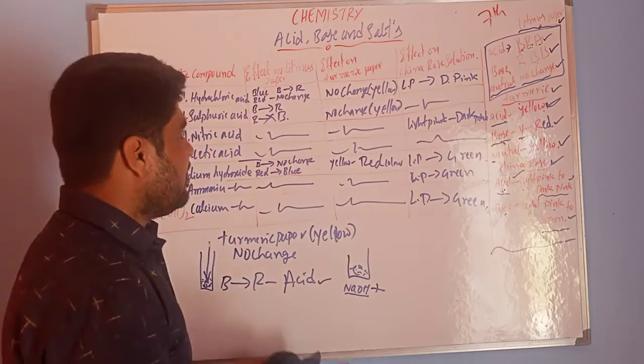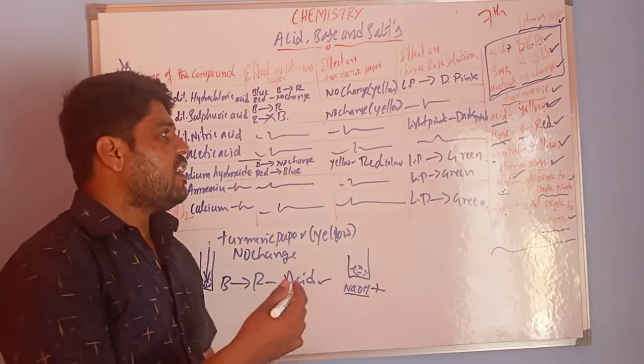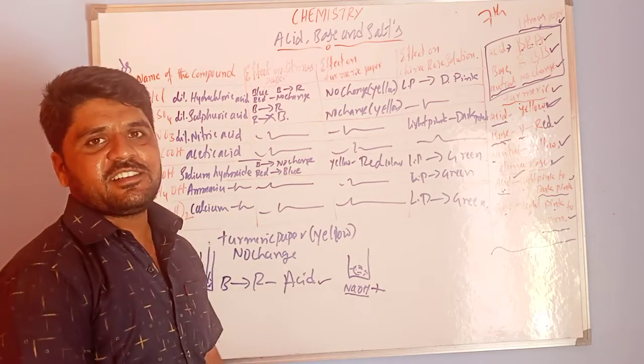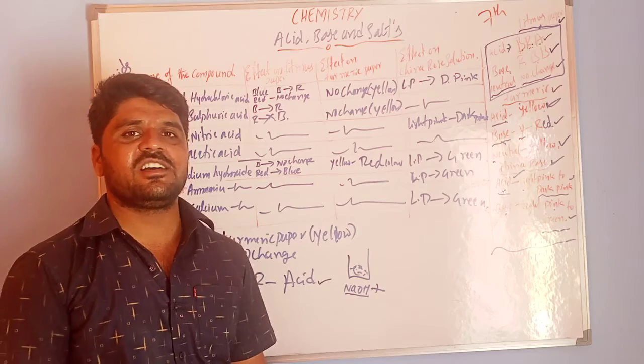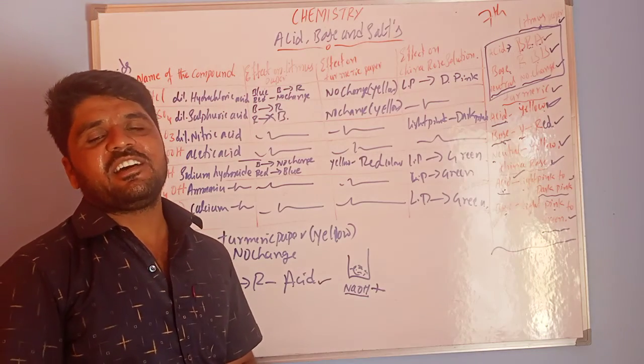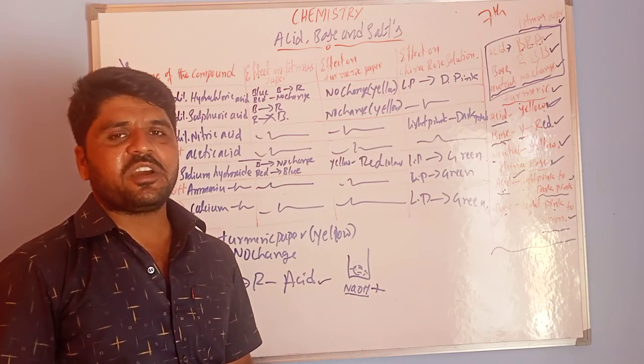So this is our class activity on the effect of indicators on some compounds or chemicals. In the next class we will discuss a very important concept, acid rain. Thank you.